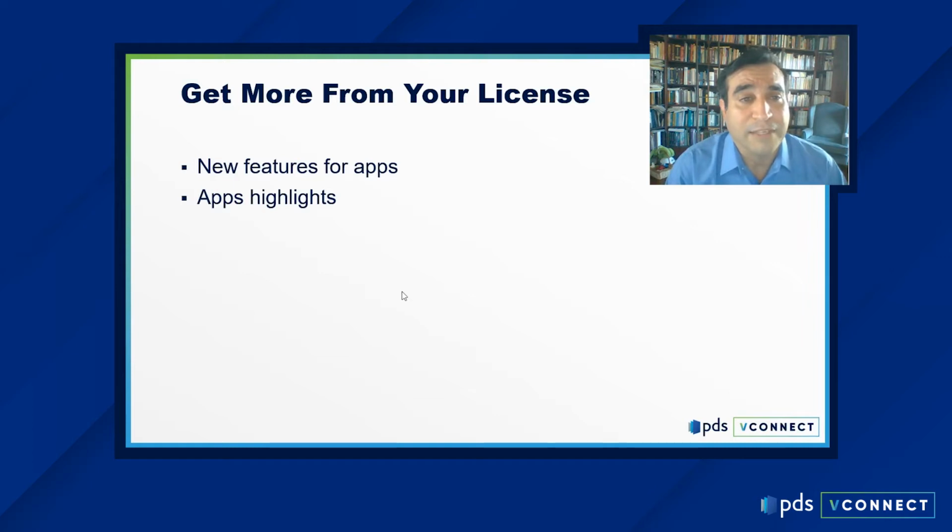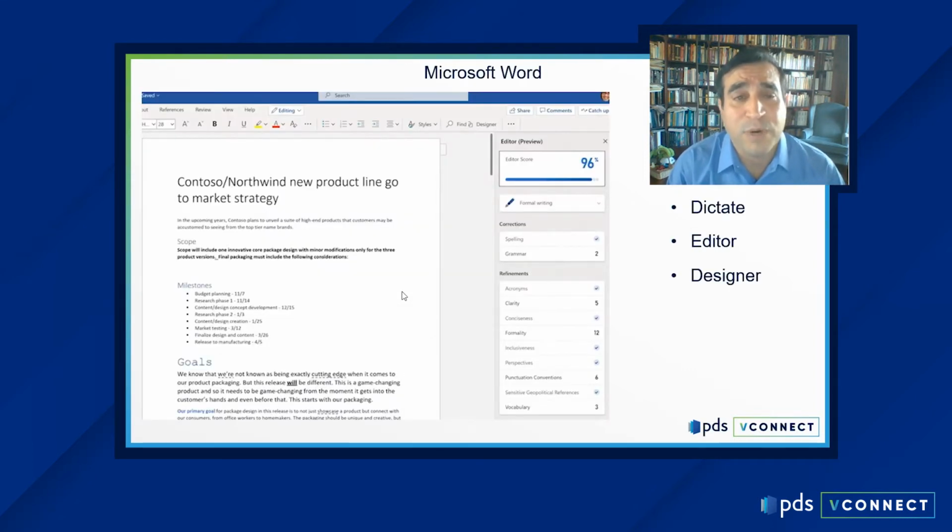So, getting the most out of your license. First thing here is new features for existing apps. That means apps that you have and are using, and what's new. What can you get from it? First one is Microsoft Word. Some of the new features out in Microsoft 365 right now for Word are Dictate. Dictate means you can dictate to your phone or the laptop, and it transcribes everything into the document.